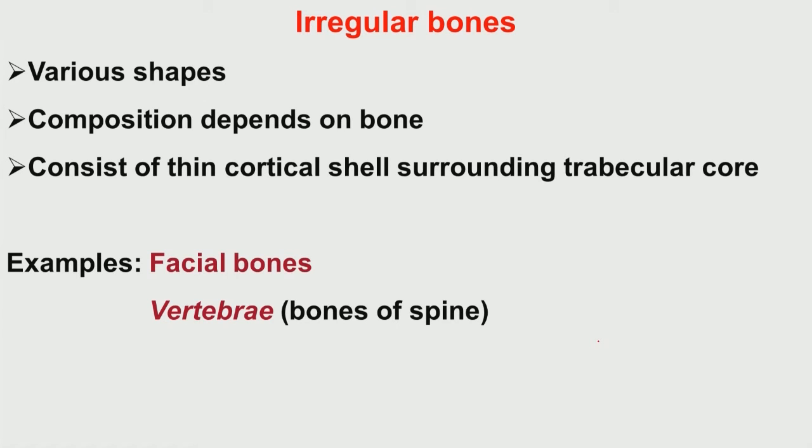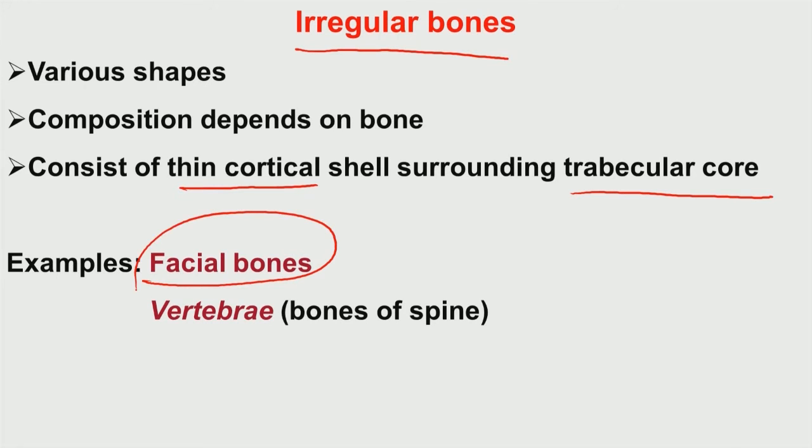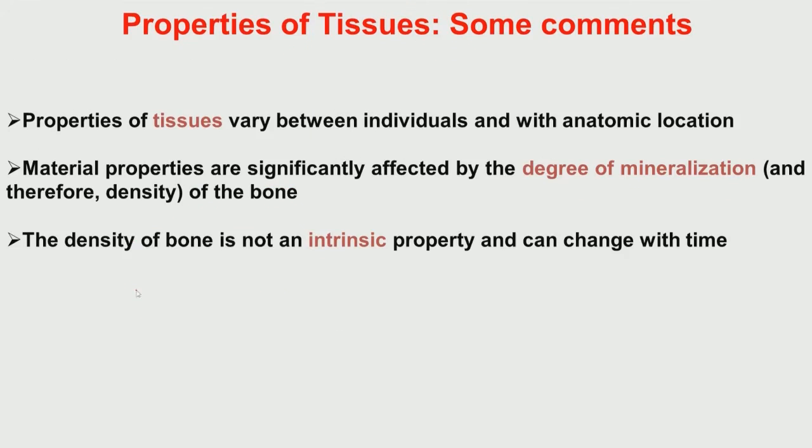The other bone structures include irregular bone structures. As the name suggests, they essentially do not have any regular geometric shape, and they consist of a very thin cortical shell surrounding a trabecular core, and examples are facial bone structures. This is the irregular bone structure.